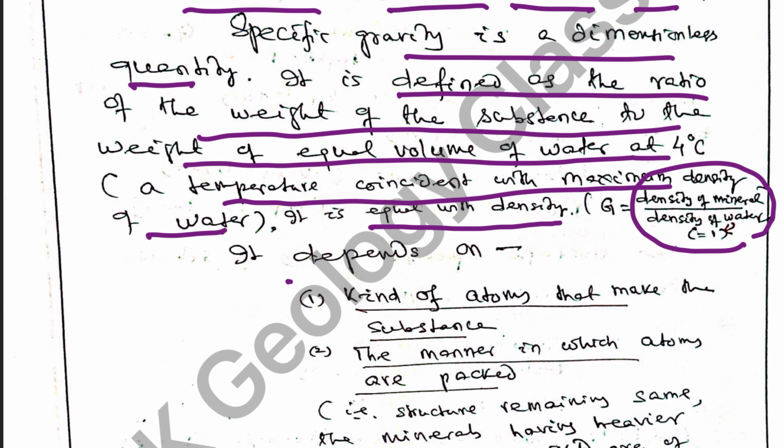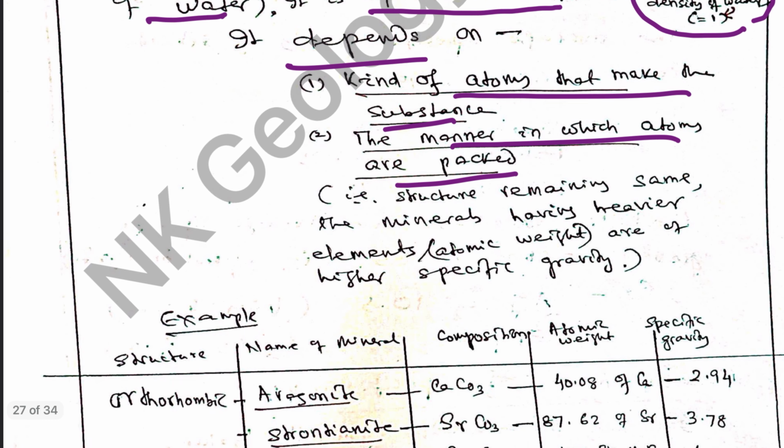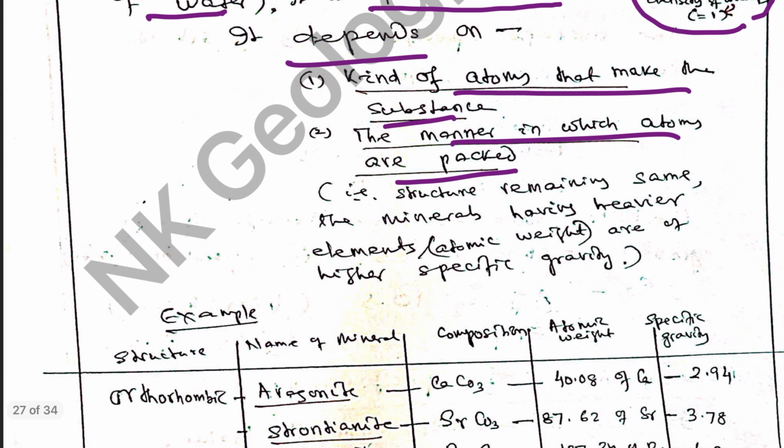So, specific gravity of a mineral depends upon the kind of atoms that make the substance and the manner in which the atoms are packed. With the structures remaining the same, minerals having heavier elements or higher atomic weights have higher density or higher specific gravity compared to those made up of elements having lower mass.